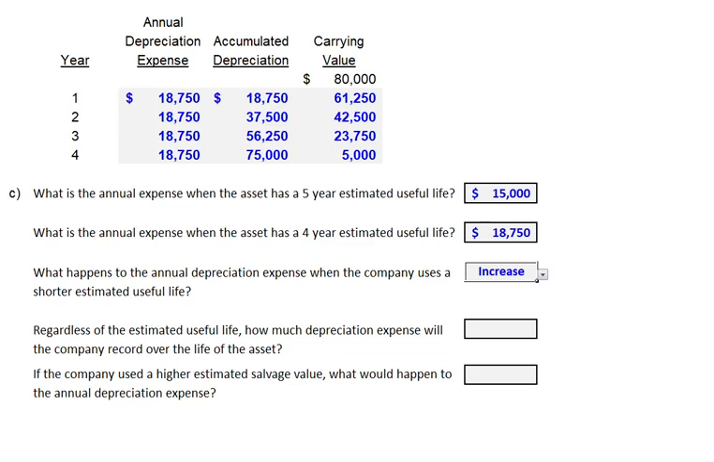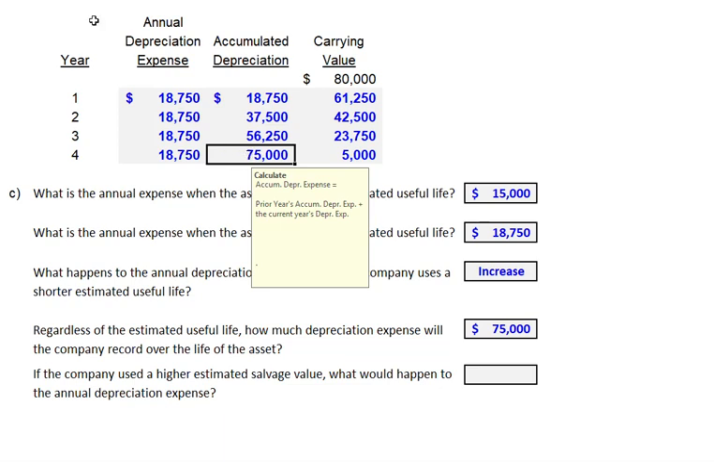Next, regardless of our estimated useful life, how much depreciation expense will the company record over the life of the asset? And notice in both cases, that was the $75,000 we had in accumulated depreciation, the difference between our cost and our estimated residual value.